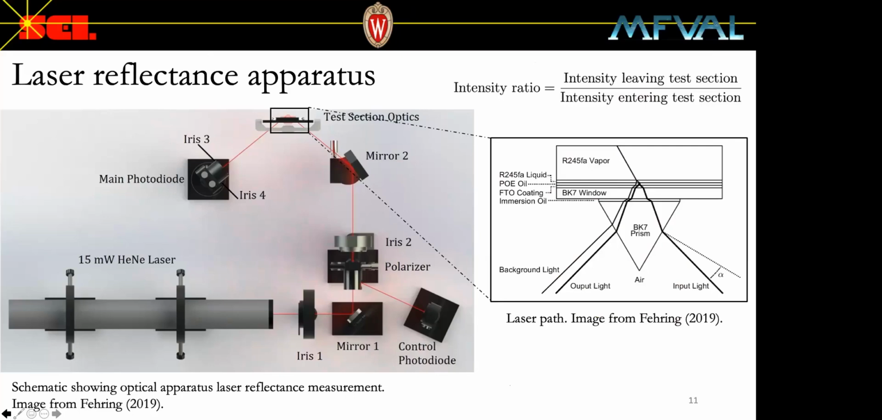The difference in index of refraction between liquid and vapor R245fa is such that, with an appropriate angle, most of the incident laser beam is transmitted into the liquid film. And for the same angle, most of the light is reflected when vapor is in contact with the window. When the liquid dries out in the measurement location, there's a sudden change in the index of refraction of the fluid at the interface.